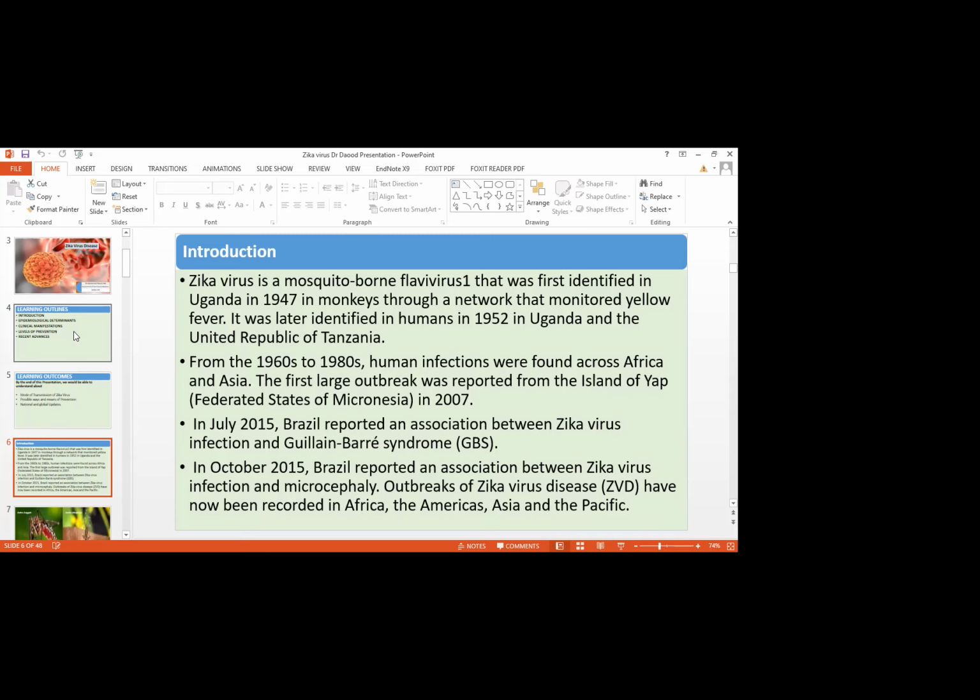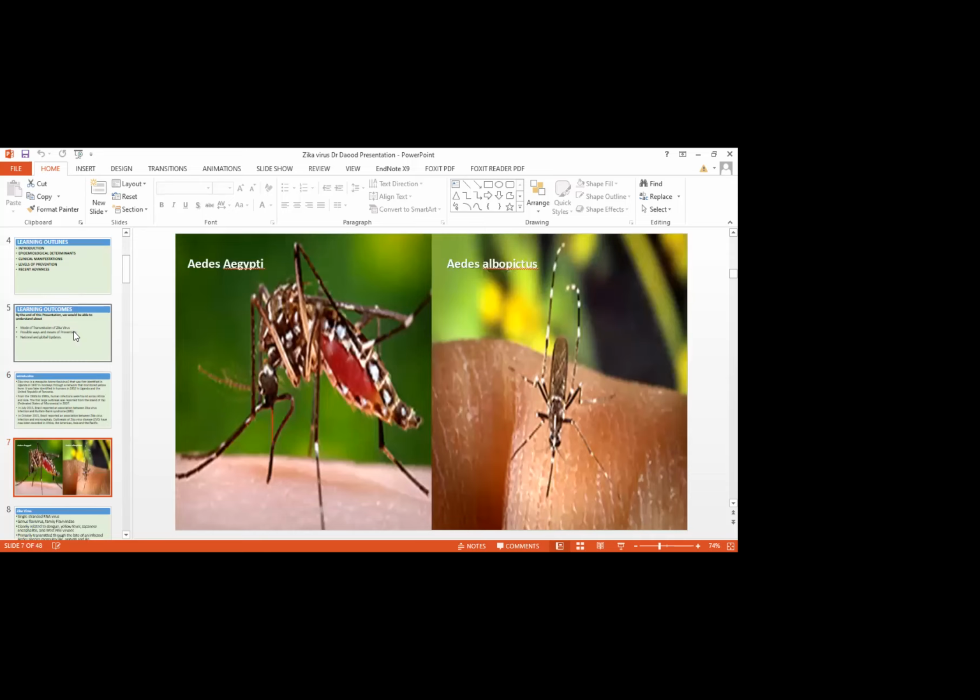In July 2015, Brazil reported an association between Zika virus infection and Guillain-Barré syndrome. In October 2015, Brazil reported an association between Zika virus infection and microcephaly. Outbreaks of Zika virus disease have been recorded in Africa, America, Asia, and the Pacific region. Here are the two species of mosquito, Aedes aegypti and Aedes albopictus. These are responsible for transmission of this virus.